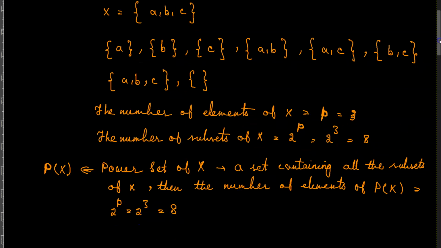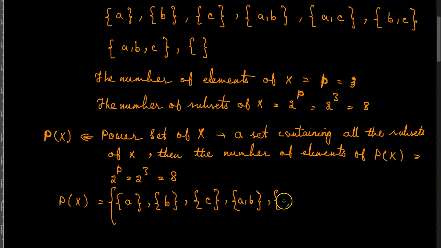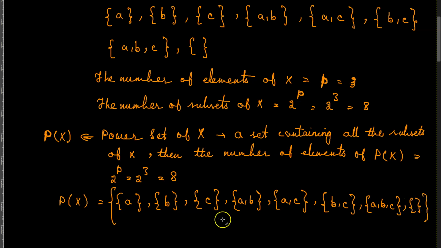Which means that in this case, P of X would be equal to a set containing all of these sets: the set A, the set B, the set C, the set A comma B, the set A comma C, the set B comma C, the set containing ABC, and the set containing nothing. That is the power set of X.